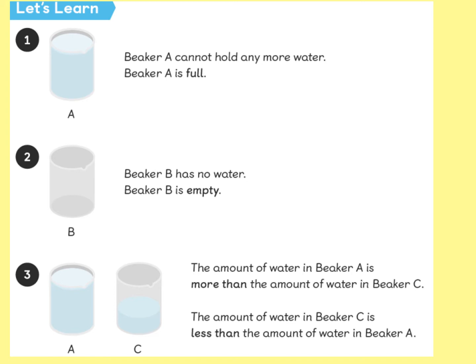Now, the amount of water in beaker A is more than the amount of water in beaker C. Okay, if we look at beaker C, that isn't full, is it? I don't think it's even half full. I think it's less than half full. And the amount of water in beaker C is less than the amount of water in beaker A.